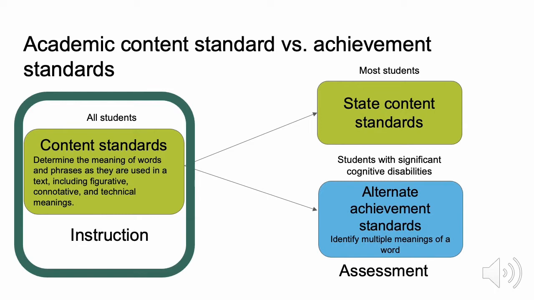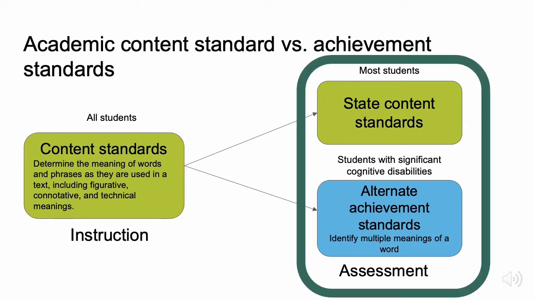The left part of the flowchart is highlighted with an outline. This area has the heading Instruction. A subheading reads All Students. Inside the box are the words Content Standards. Determine the meaning of words and phrases as they are used in a text, including figurative, connotative, and technical meanings.